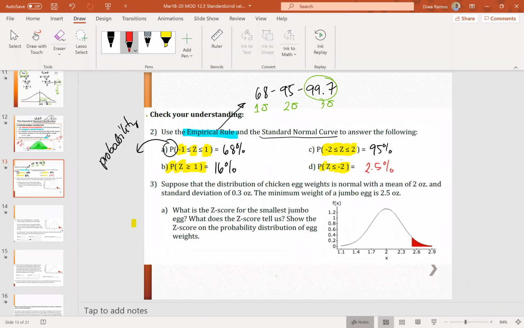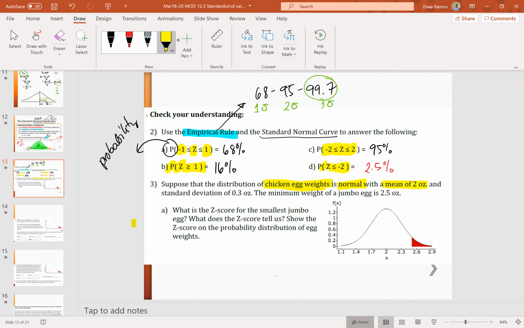Oh, there is a question number 3. This is a chicken egg problem we did earlier this morning with my other class. Suppose that the distribution of the weight of the chicken eggs is normal. If you collect all the chicken eggs, measure their weights and make a distribution out of it using StatCrunch, it will end up having the shape of a normal distribution. What other information do we know?